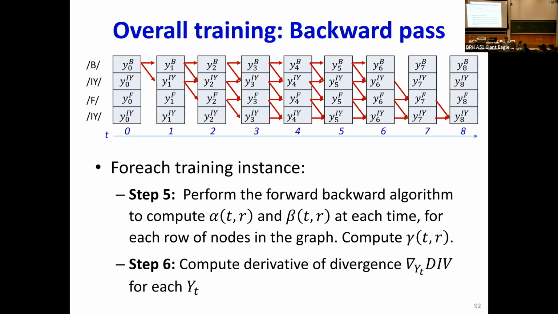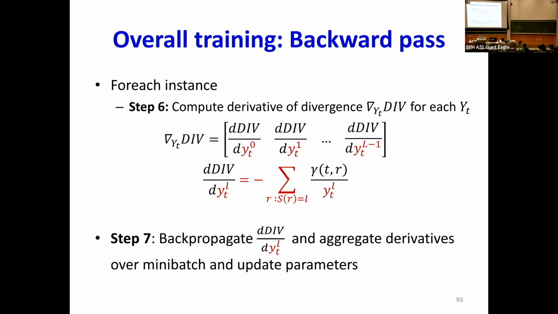From the gammas, you know how to compute the gradient of the divergence with respect to the output of probabilities at each time. Again, remember that this gradient is going to have zeros for the probabilities of all symbols that don't actually occur in your labels. Only the symbols that occur in your labels will have non-zero values. And then just plug that in. And so this is how you compute the derivative. Now you have the derivative of the divergence with respect to the output of the network at each time. That can be back propagated through the net to train the model.